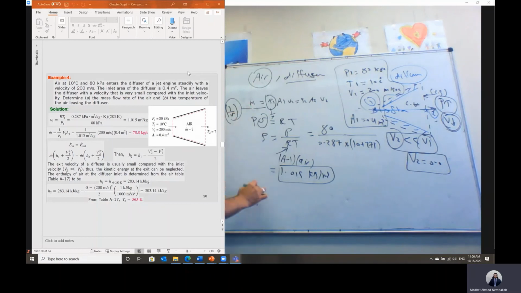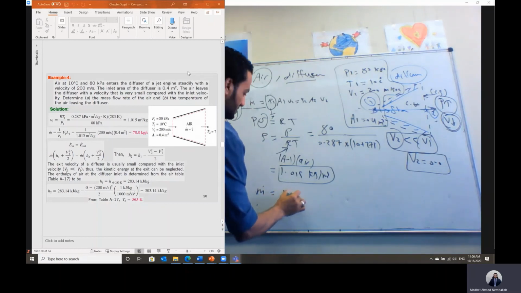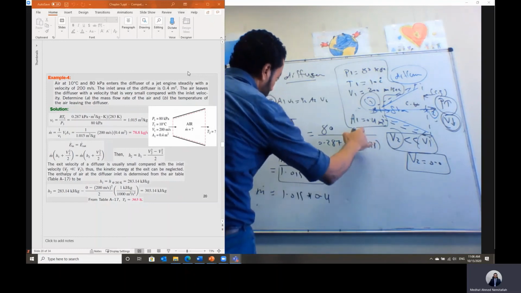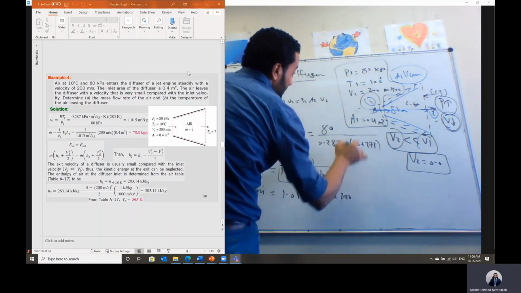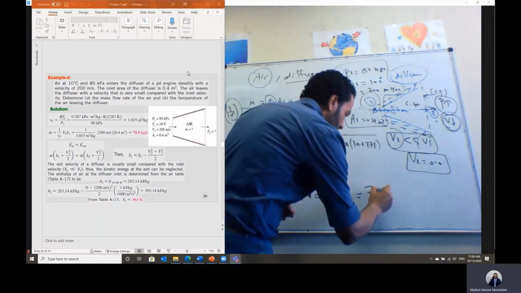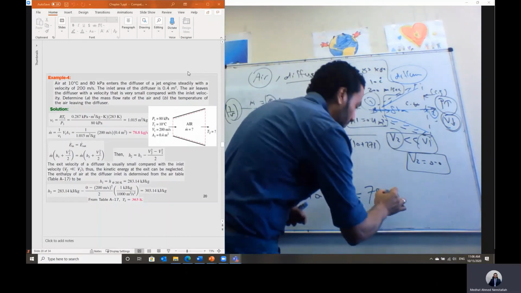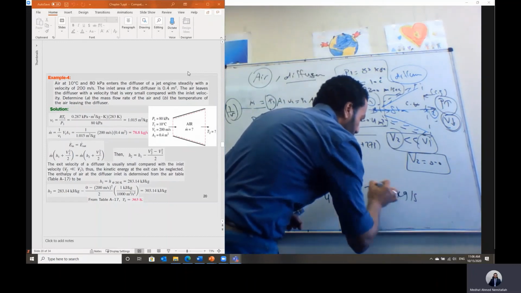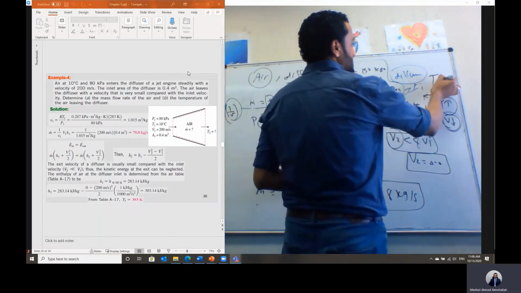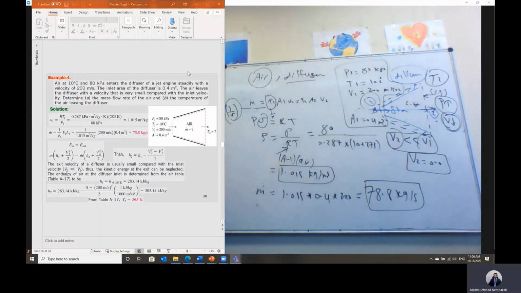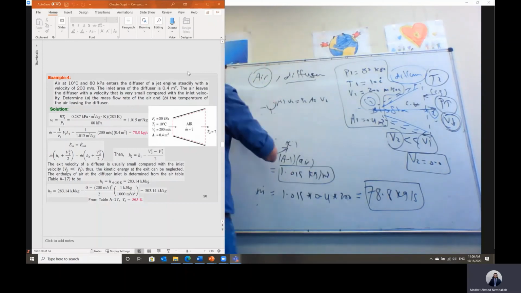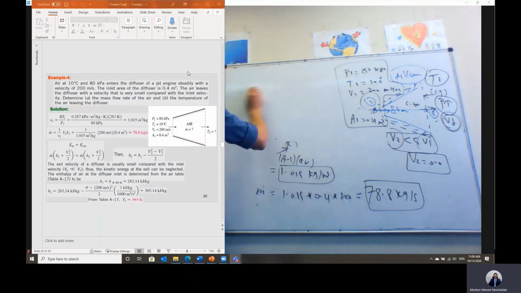Then we can say m dot will equal the density 1.015 multiplied by area A1, 0.4, multiplied by the velocity V1, 200 meters per second. Then we can calculate the mass flow rate of air to this jet engine, 78.8 kilogram per second in this case. But we also need to calculate the exit temperature of this diffuser. For the exit temperature, we will use the energy equation.